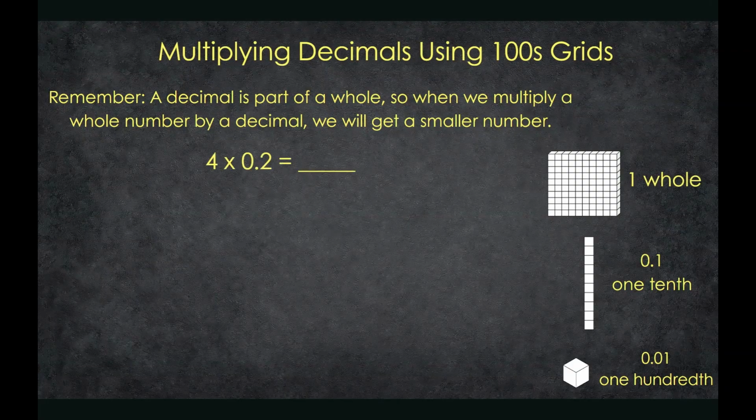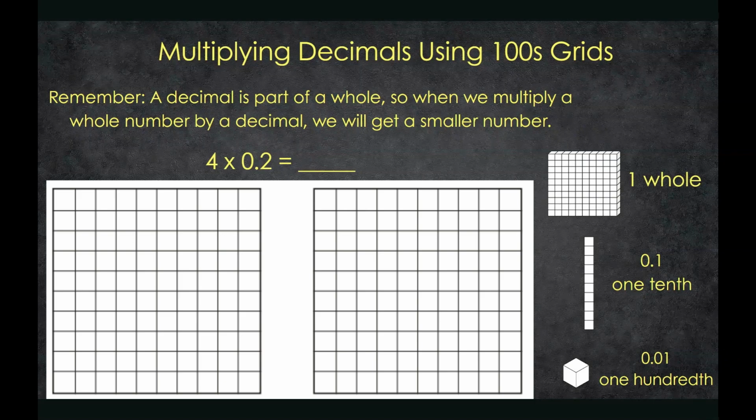All right, let's take a look at our first problem. We have 4 times 0.2. Now when we look at this, we don't want to really just think 4 times 0.2, but we want to think about it like this: 4 groups of 0.2 or 2/10. I have 4 groups of 2/10. So let me model that for you on our hundreds grid.